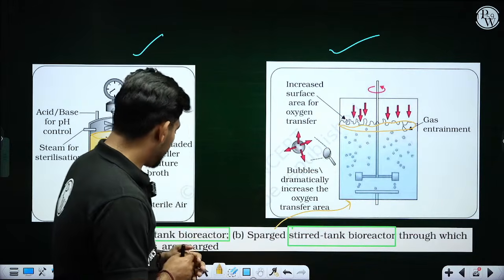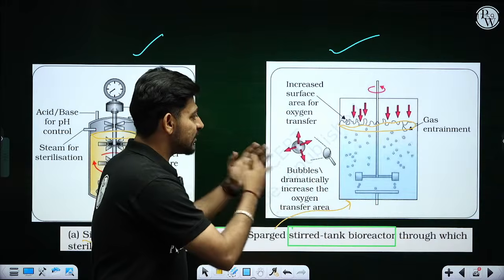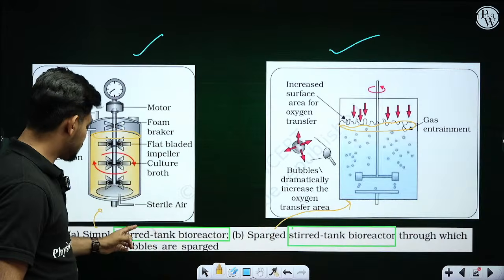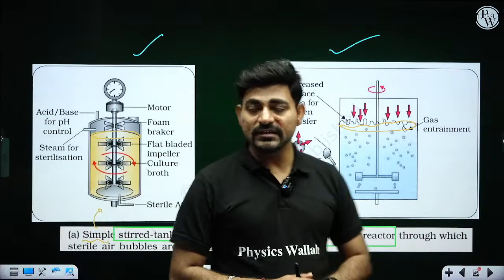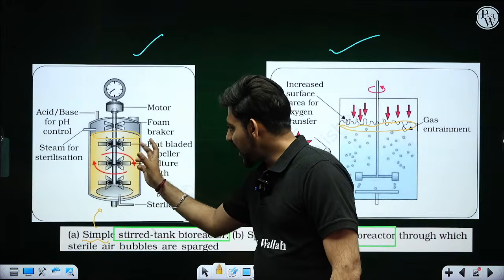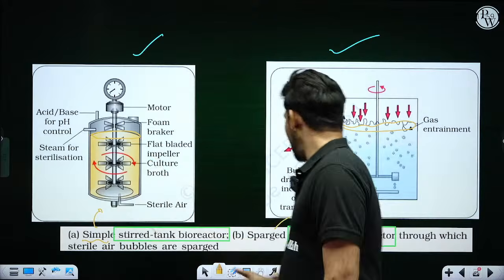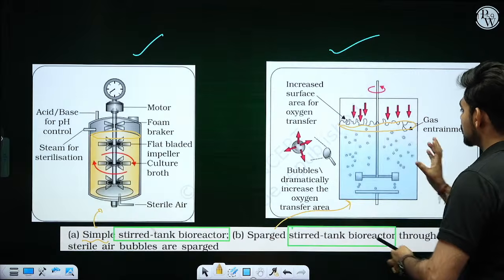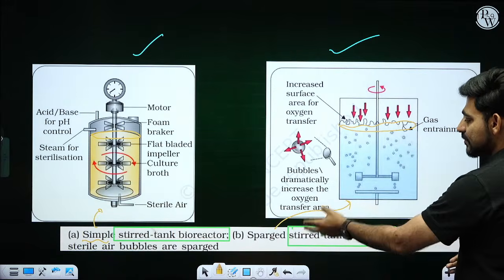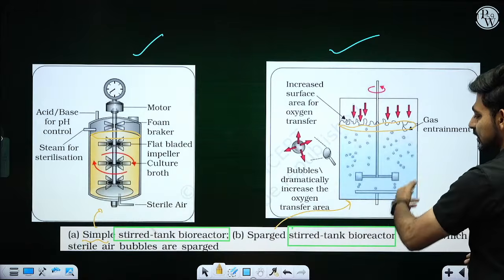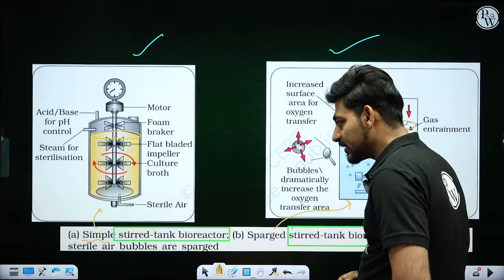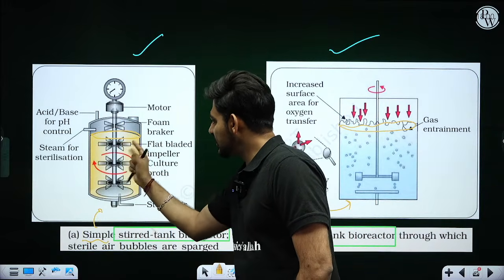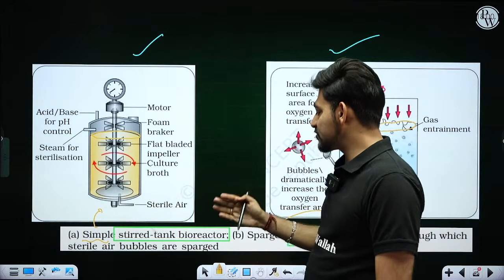Okay. Now, every time you need to shake the liquid, and that's why it is called a stirred tank bioreactor. Either fans are present to shake the media, or there is always bubbling, formation of air bubbles, to shake the culture media. So whenever air bubbles are shaking the culture media, it is called a sparged tank bioreactor. When there are only fans and a propeller to shake the culture media, then that's called a simple stirred tank bioreactor.